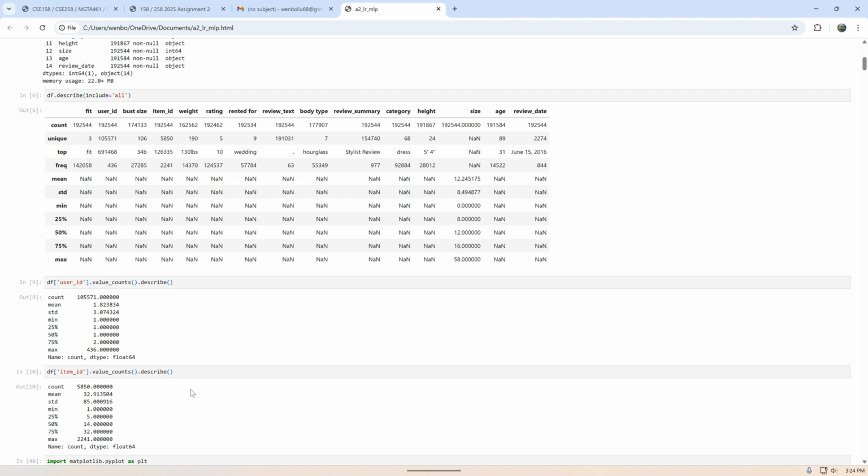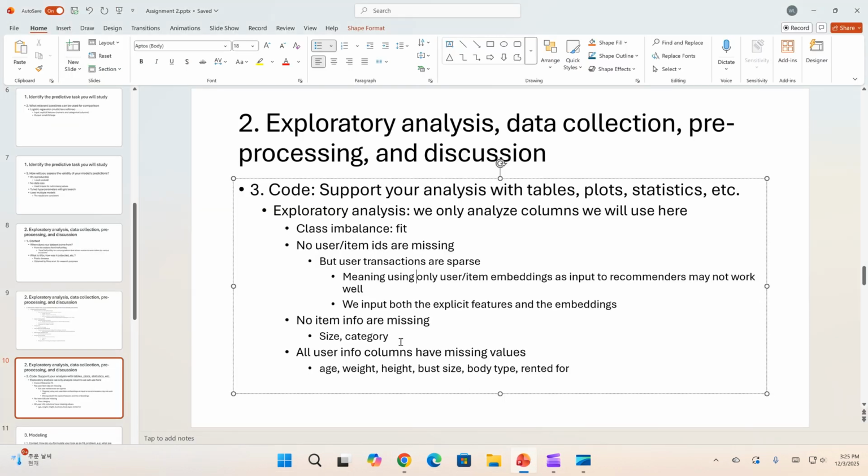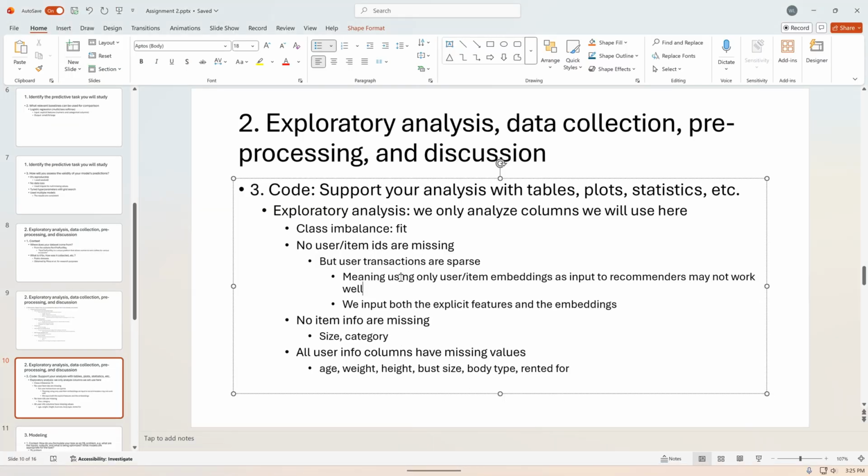User transactions are kind of sparse. That means using only the user item embeddings as input to the recommenders may not work very well due to the sparsity of user transactions. And so we input both the explicit features and the embeddings, right? So we kind of do this hybrid approach to deal with this sparsity problem.